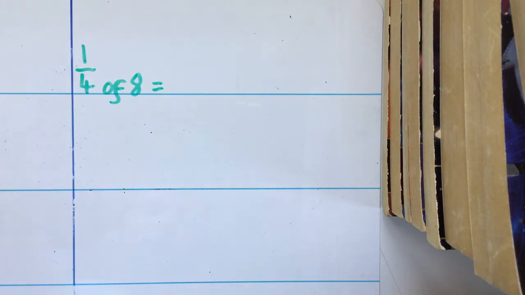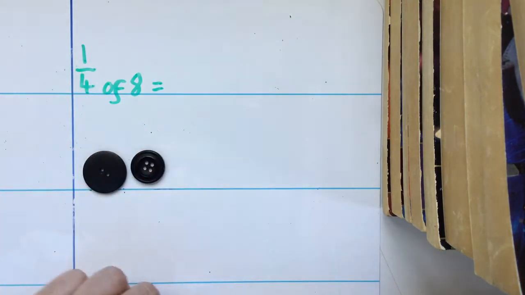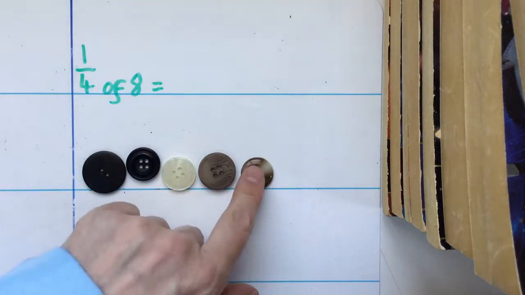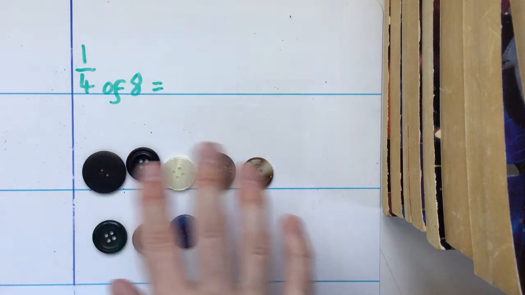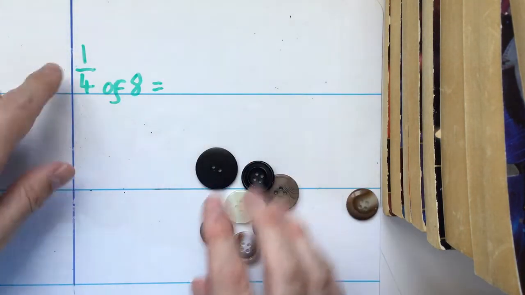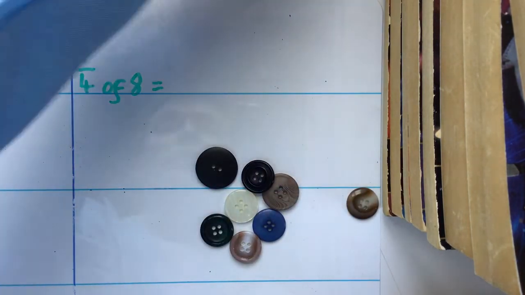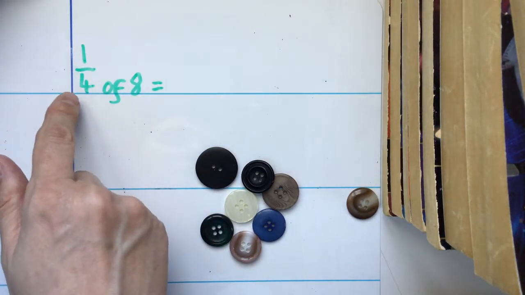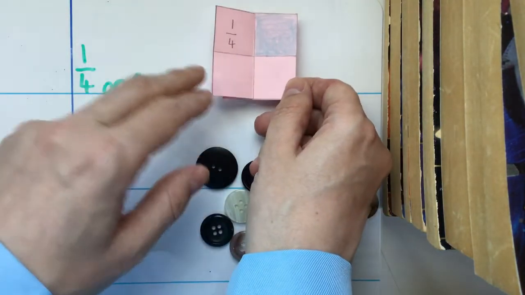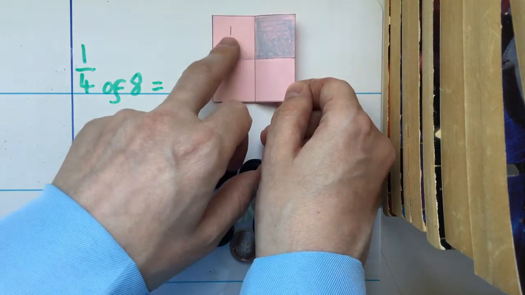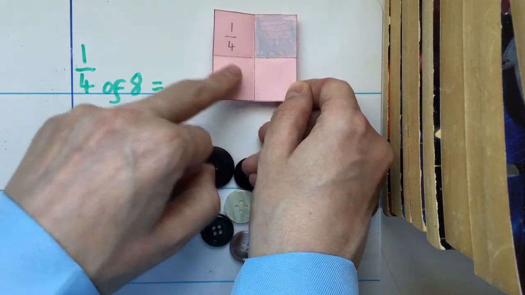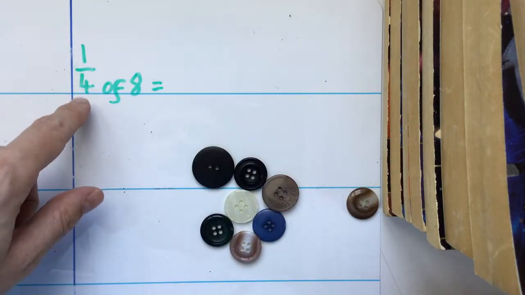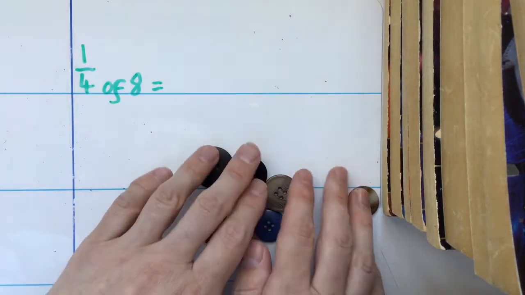Now, first of all, let's get 8 buttons. 1, 2, 3, 4, 5, 6, 7, and 8. So I've got my 8. Now, because it's a quarter and not a half, I've got a 4 underneath, which means I need 4 different groups. Because when we did our shape, remember, we had 1/4, a 2nd quarter, a 3rd quarter, and a 4th quarter. 4 different parts. So we need to split 8 into 4 different parts.